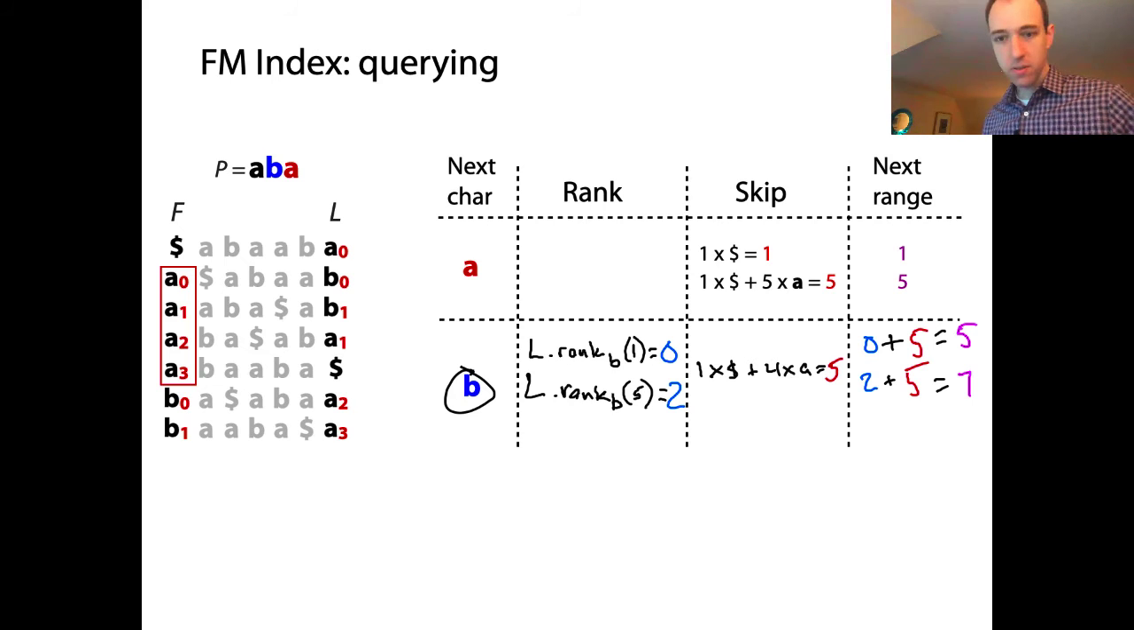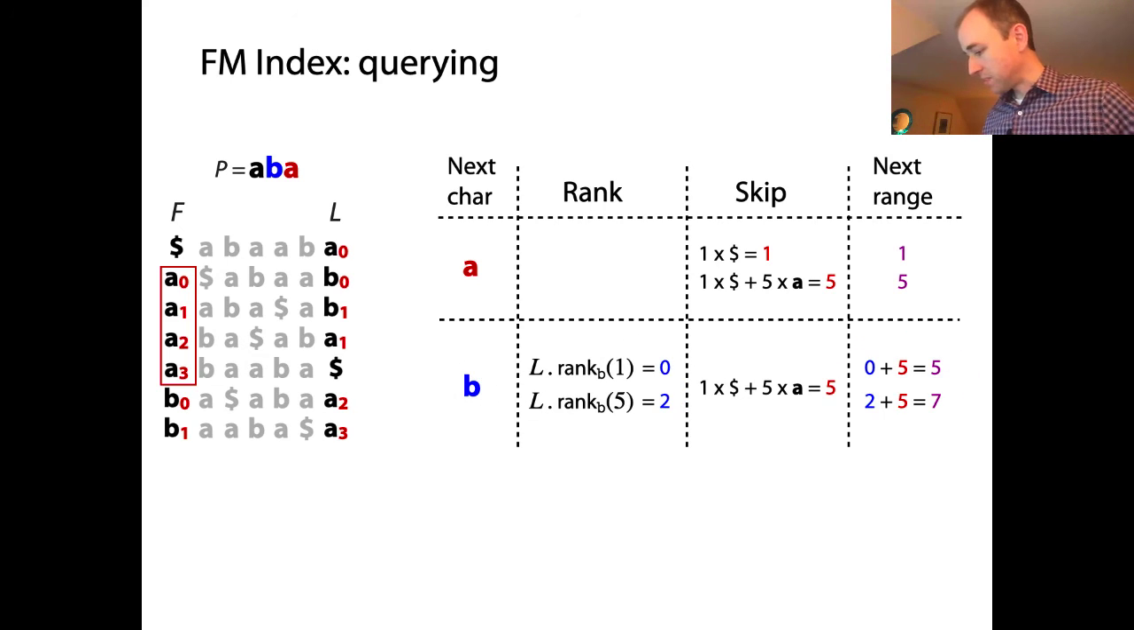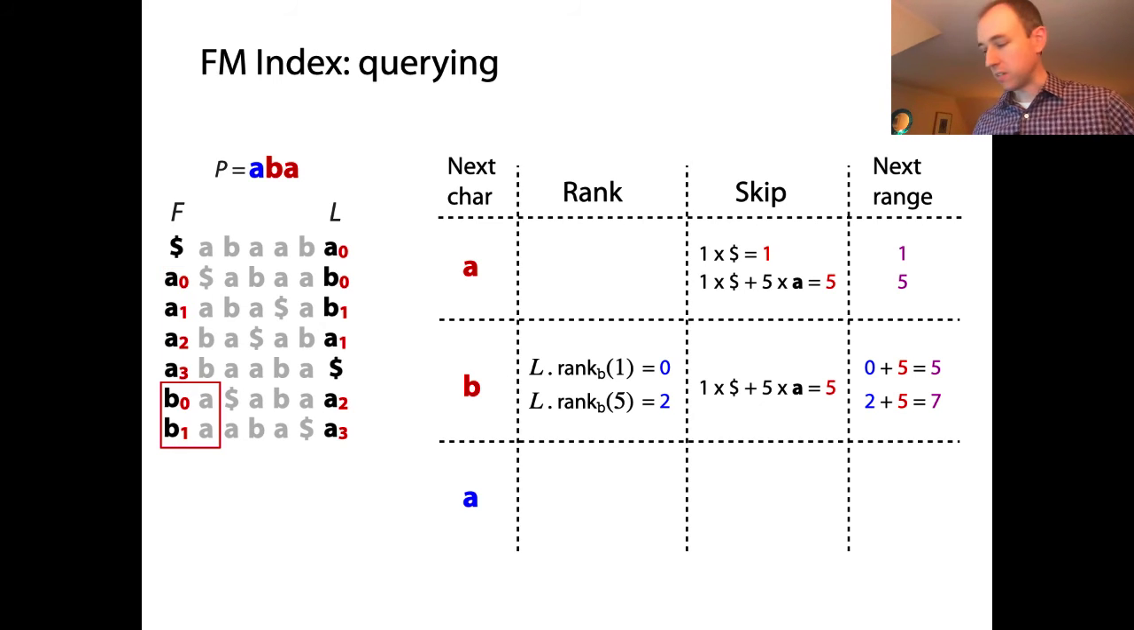There you go. And so 5 to 7 is 0, 1, 2, 3, 4, 5, to 7 is this. Which is correct. That's the next range of rows we want. So there was one step. Let's just iterate this second step now.